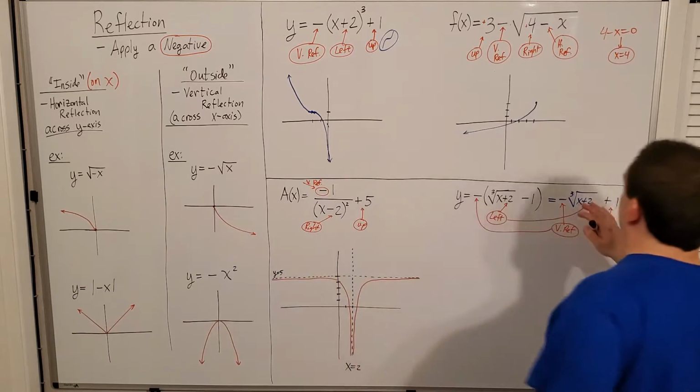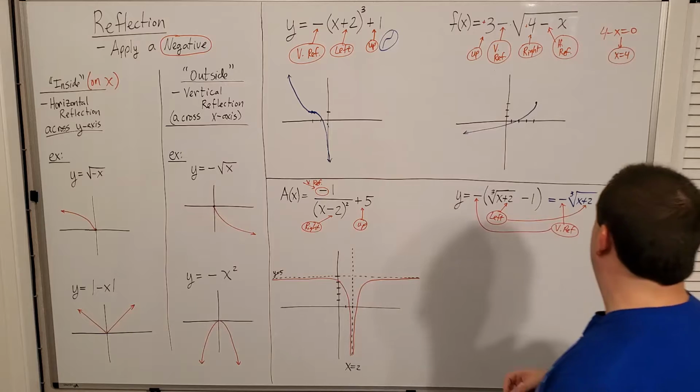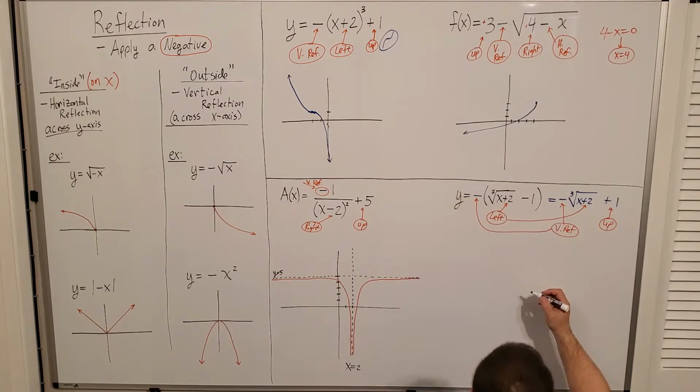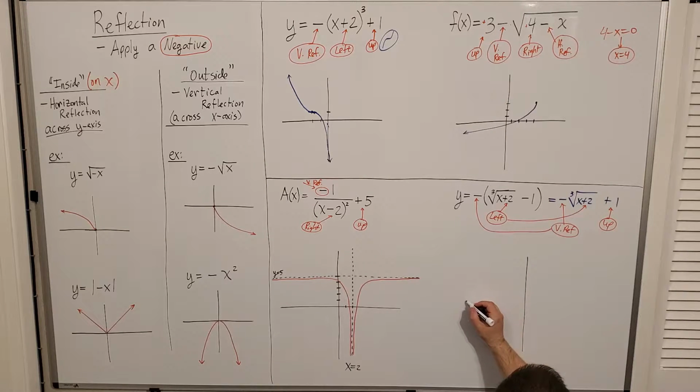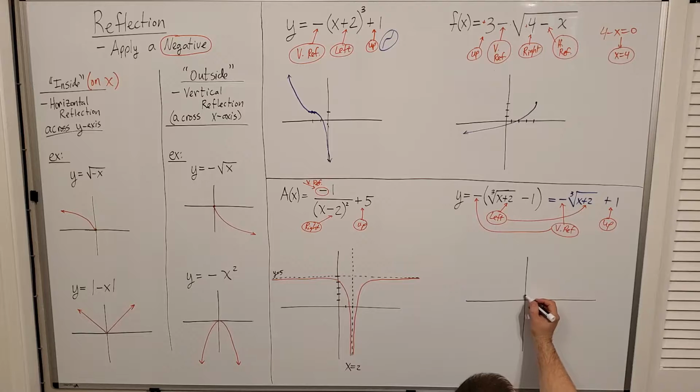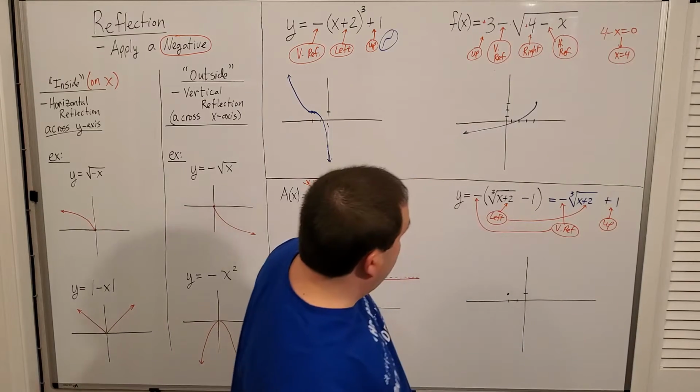Lastly, we're going to graph this cube root right here. So we need our x and y axes. I need to shift up 1 and left 2. So here's my new center point. It has a vertical reflection.